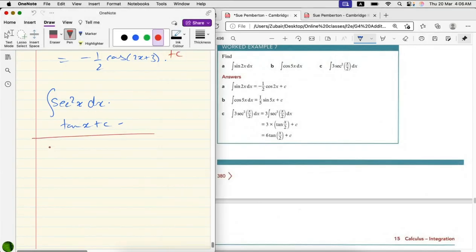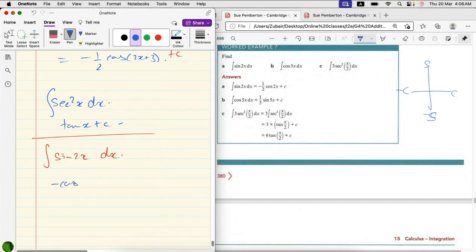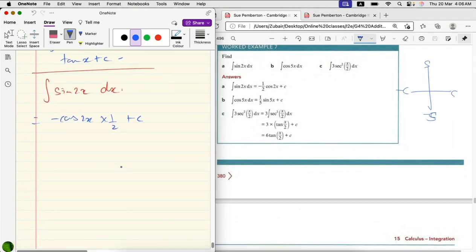So first example, integrating sine 2x dx. When we integrate sine, I'm just using my mnemonic. This was sine, cos, minus cos, and moving in anti-clockwise direction, integrating sine, it becomes minus cos 2x, and into 1 by 2, plus c. And definitely we'll just rearrange and simplify. That is minus cos 2x by 2 plus c.